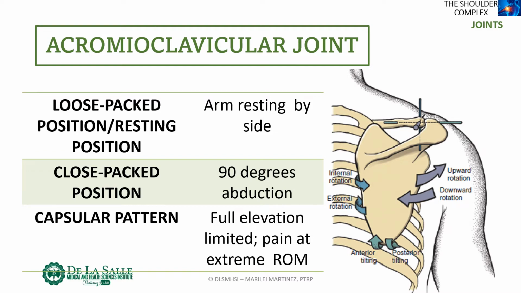Loose pack position, resting position, or open pack position of the AC joint is arm resting by the side, just like your SC joint. Closed pack position is 90 degrees abduction, and capsular pattern is full elevation limited and pain at extreme ROM or range of motion, just like your SC joint.